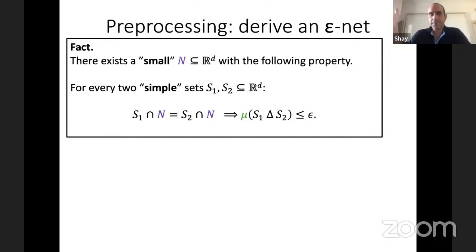So the fact is that there exists a small N in R^D with the following property. For every two simple sets, and I will soon say what simple means, but simple means that it's an intersection of not too many half spaces, if the two sets have the same trace on N, they have the same intersection with N, then their symmetric difference has measure at most epsilon. So if they agree on this small epsilon net N, then they agree on all but an epsilon fraction of the measure. I repeat, if the two sets agree on N, then they agree on at least one minus epsilon measure of the space. The points where they disagree are at most epsilon measure.